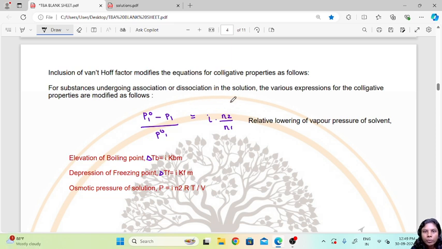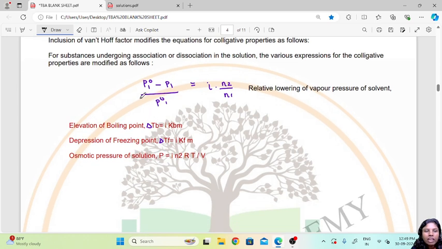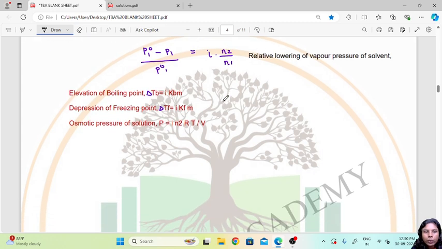So all the colligative properties, applying this Van Hoff factor and the abnormal molar mass, we can modify all the properties that we have done. First, for relative lowering of vapor pressure of any solvent, we can say that (P1 naught minus P1) upon P1 naught equals i times n2 upon n1. Then for elevation of boiling point, we can say that delta Tb equals i Kb m, where m is the molality.